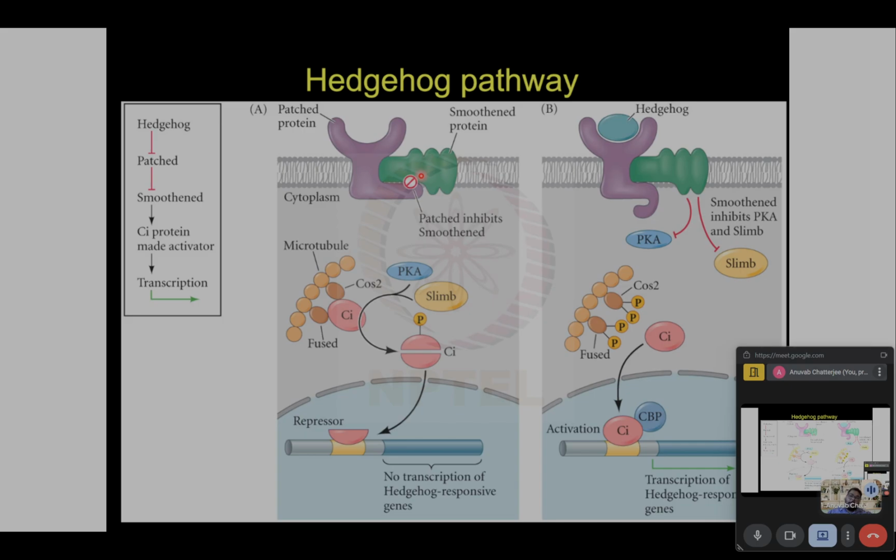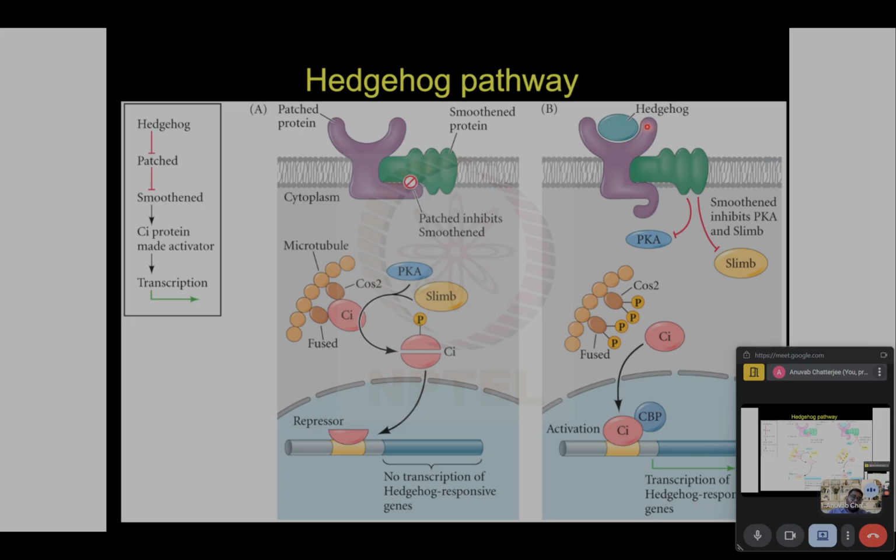When this entire complex is inactive, we have a particular transcription factor called CI, which stays in the cytoplasm and is cleaved by protein kinase A. Once it is cleaved, part of the CI protein goes into the nucleus and acts as a repressor. So no hedgehog, CI gets cleaved, goes to the nucleus, acts as a repressor.